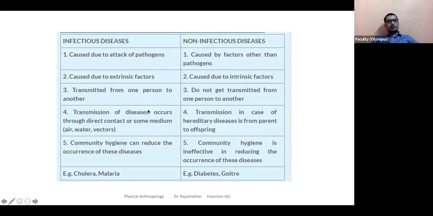The next question is what factors cause infectious diseases? We talked about how they spread. Mostly it is extrinsic factors, factors that come from outside the body. So mostly microorganisms and pathogens cause infectious diseases. Various forms of infectious agents cause diseases in us.